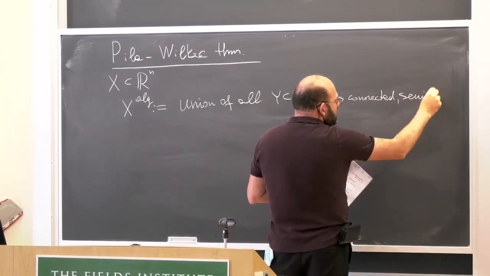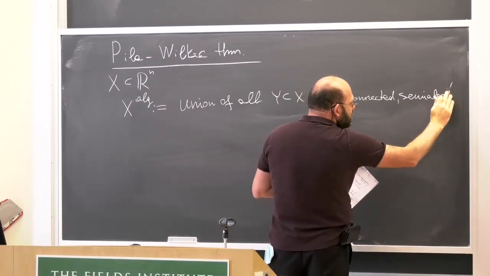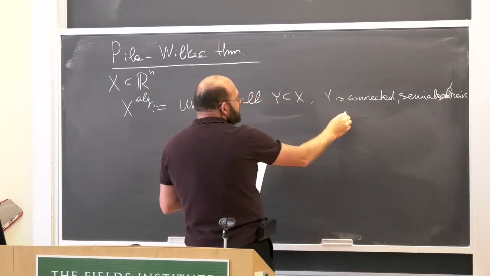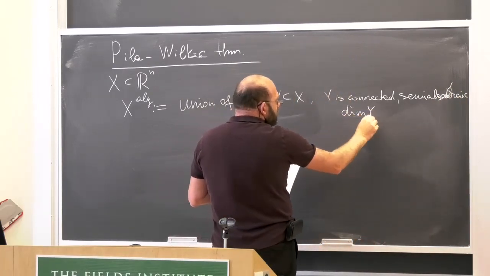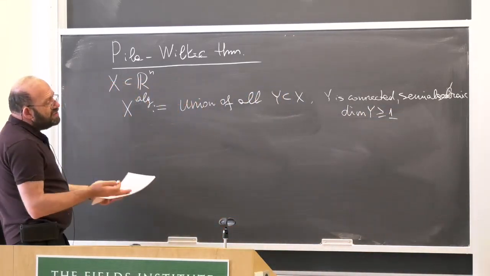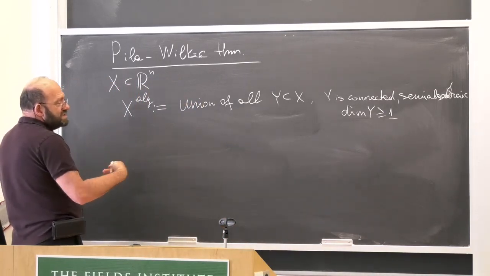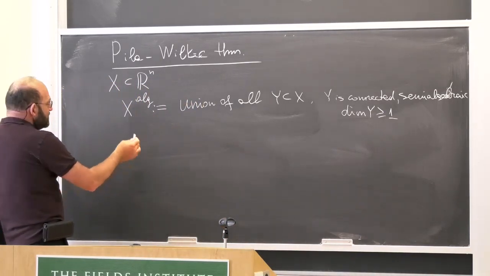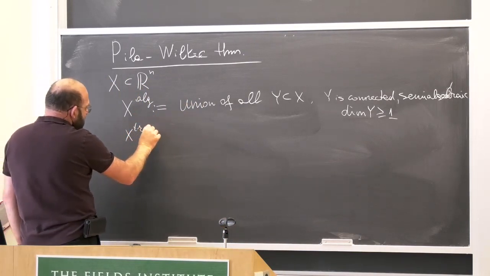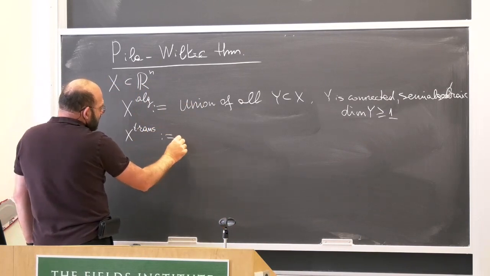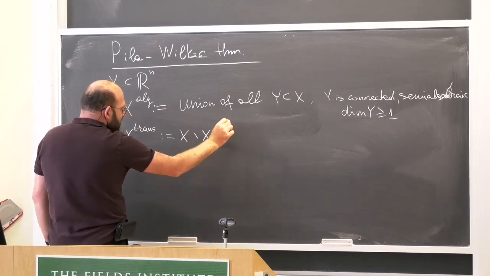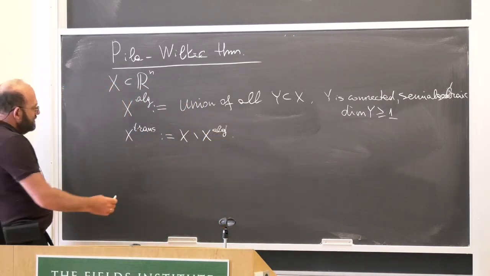semi-algebraic, and of dimension greater or equal than one. So this is the union of all semi-algebraic pieces, curves, surfaces, and so on, lying inside X, and then there is the transcendental part, which is the complement of the algebraic part.